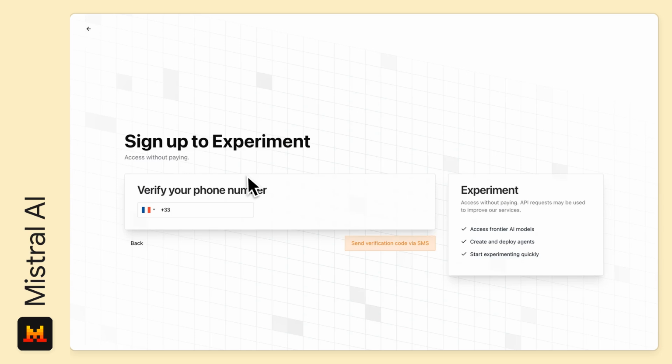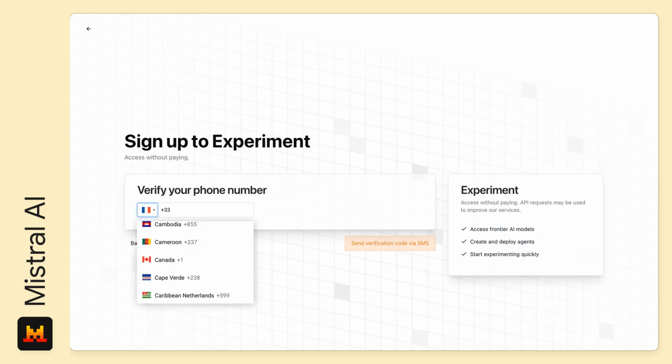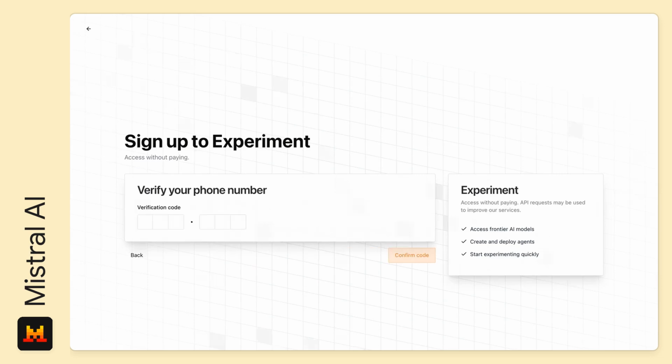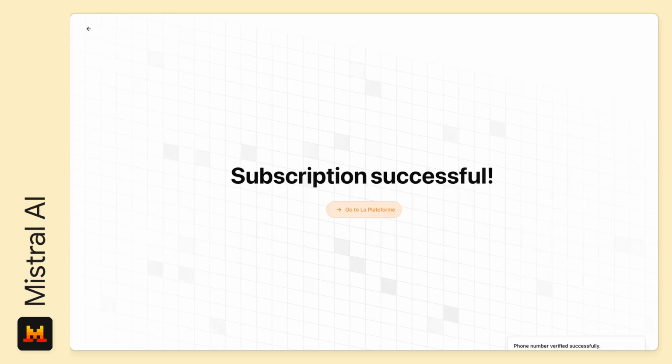Country code is pre-selected for France. Choose a different country. Enter your phone number. Click send verification code via SMS. Enter the 6-digit verification code. Click confirm code. Subscription successful. Phone number verified. Click to return to the main platform.